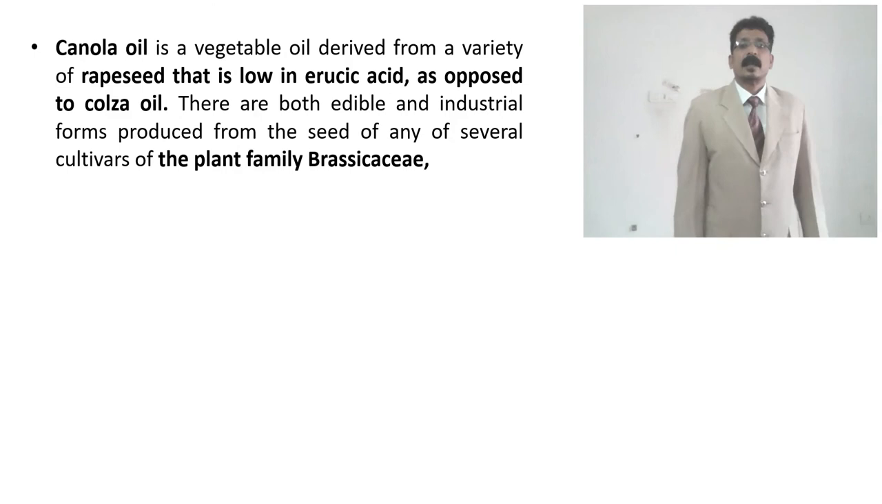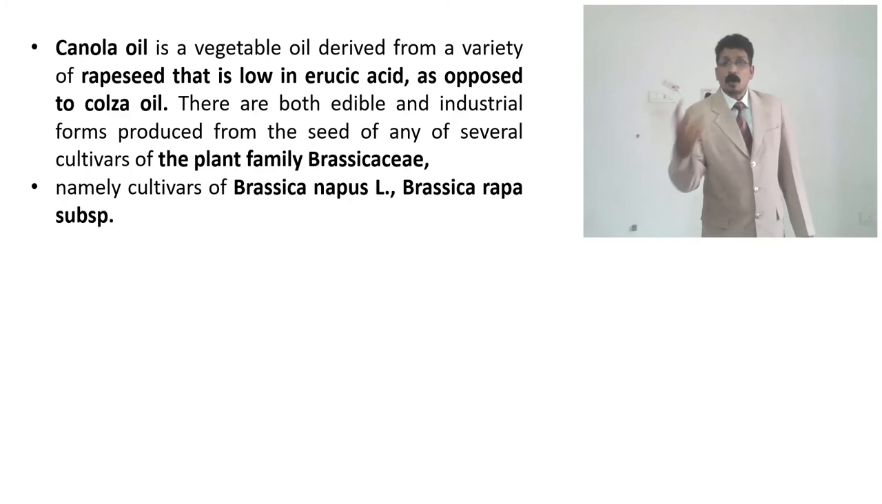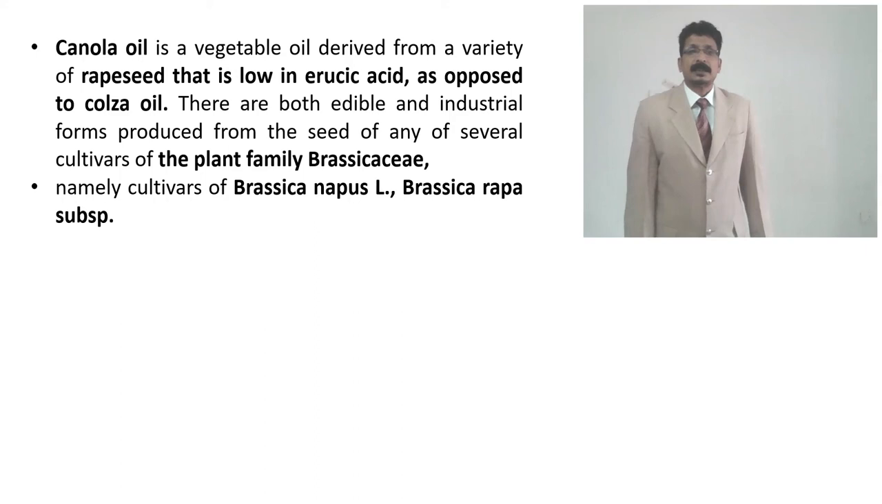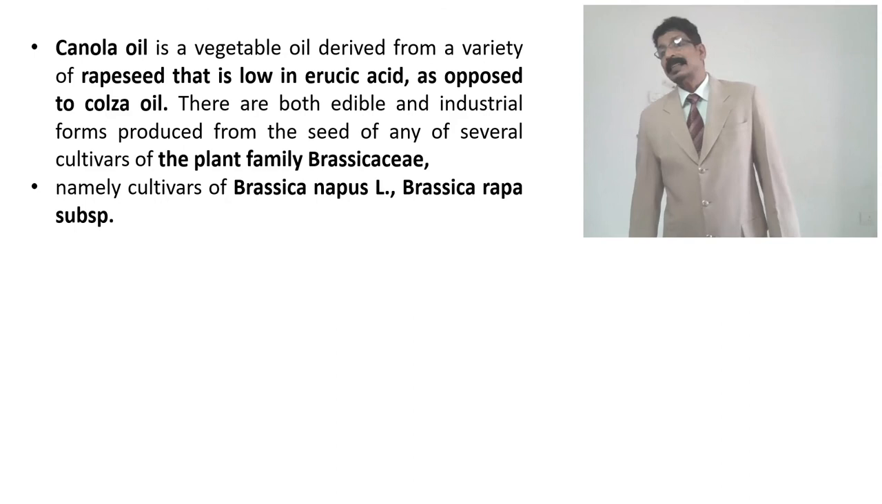Namely the cultivars, or the growers, or the agriculturists. What is the species they are using especially? Brassica napus Linn and Brassica rapa subspecies. These two species can be used as shown in the picture.